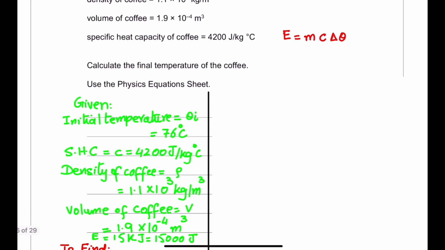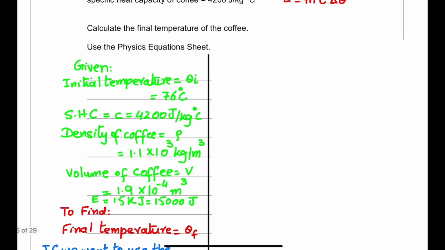If we go back in our question, we can see that the initial temperature is given, that is 76 degrees Celsius. Specific heat capacity is also given. The density of the coffee is given, that is 1.1 × 10^3 kilogram per meter cube. The volume of coffee is given. We have the value of energy, that is 15 kilojoules, and we need to convert kilojoules into joules. It means we have energy that is 15,000 joules. We need to find the final temperature of the coffee.